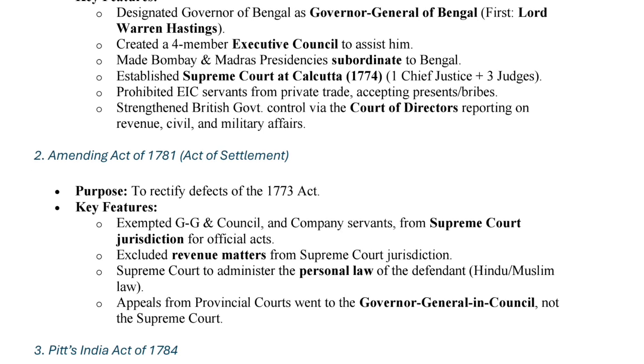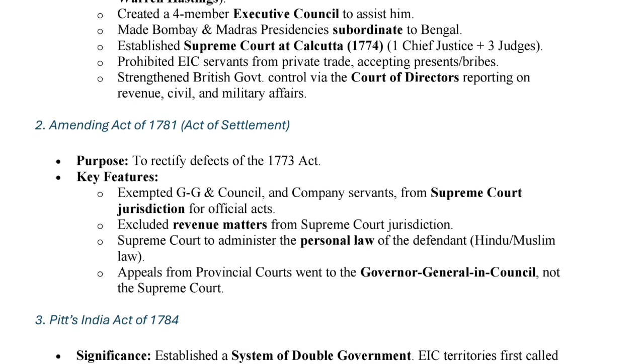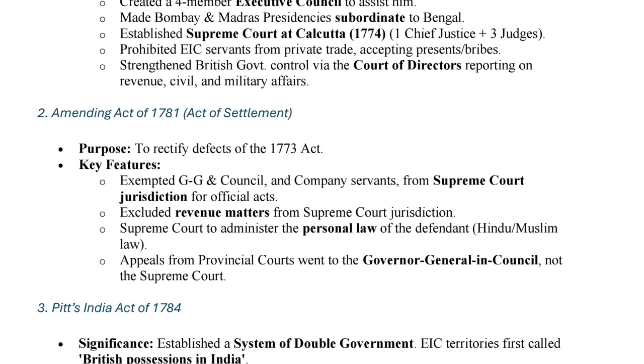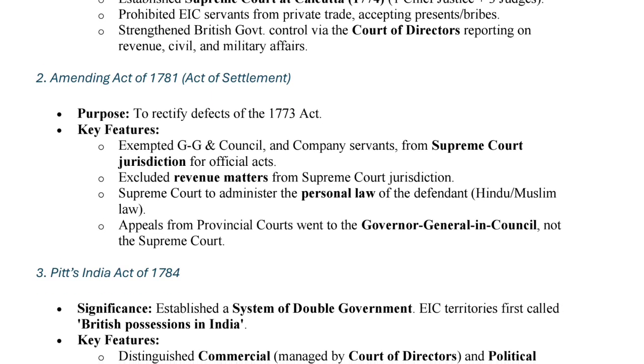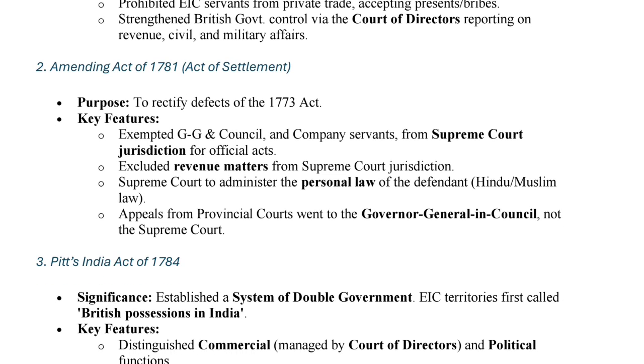Made Bombay and Madras presidencies subordinate to Bengal. Established Supreme Court at Calcutta, 1774, 1 Chief Justice plus 3 judges. Prohibited EIC servants from private trade, accepting presents/bribes. Strengthened British government control via the Court of Directors reporting on revenue, civil, and military affairs.